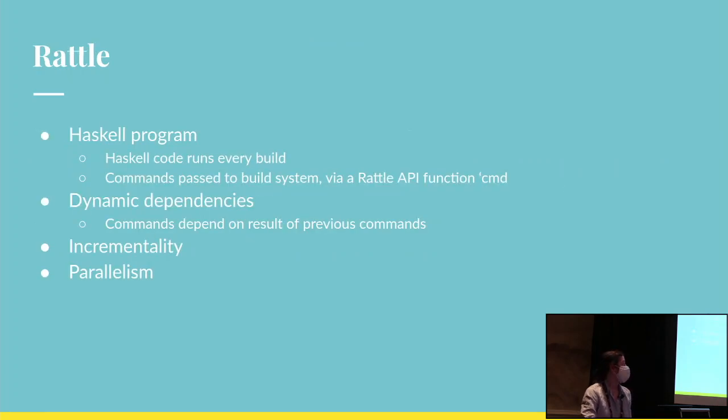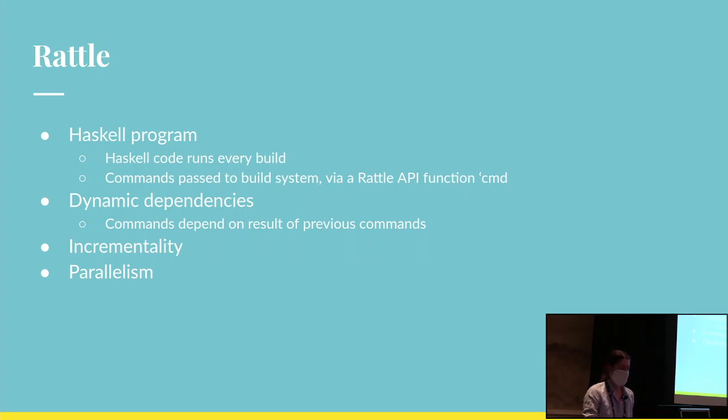Okay, so the second forward build system that we model is Rattle. Rattle is a forward build system that's implemented in Haskell. A Rattle build script is a Haskell program that can use arbitrary Haskell libraries. And the commands that you want Rattle, the build system, to run are just passed explicitly to Rattle via this command function. So Rattle has no idea about any of the Haskell code in your build script. It can have all this Haskell code. It doesn't interpret it or anything.